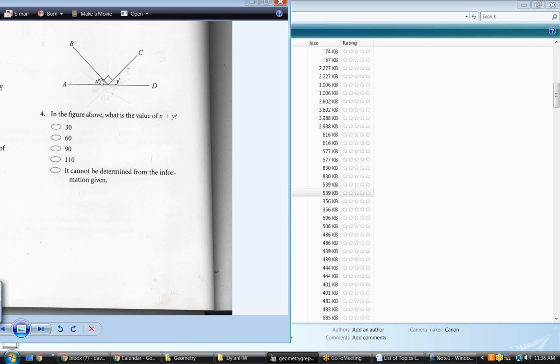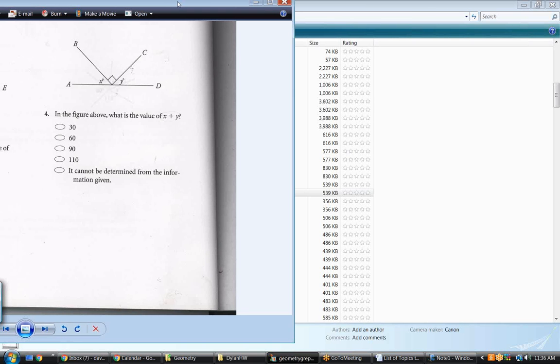Number 4. What's the value of x plus y? So we know that it's 90 degrees in that angle. Would it have to be 30 plus 30? Well, notice they're not asking for x. They're asking for the sum only. We don't know what x and y are because I could tilt this thing in any number of ways so that that would still be 90 degrees, but it would make x smaller and y bigger.